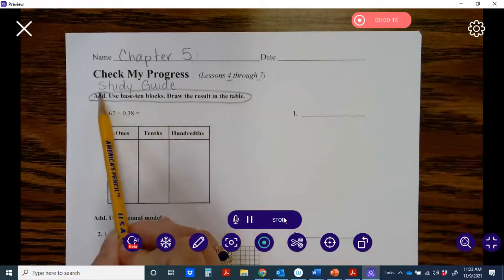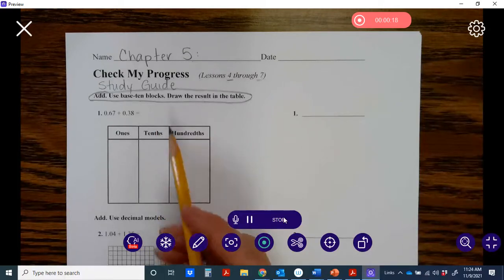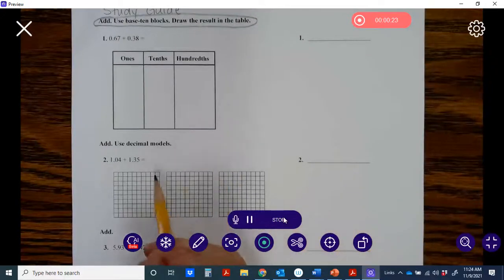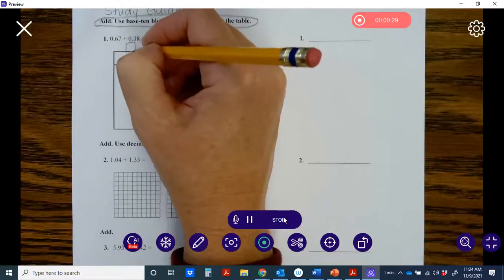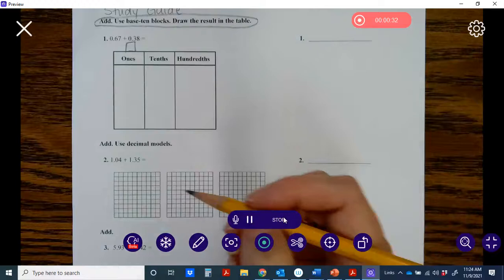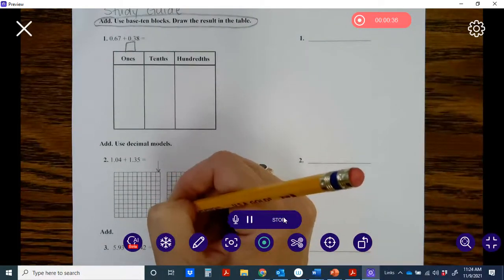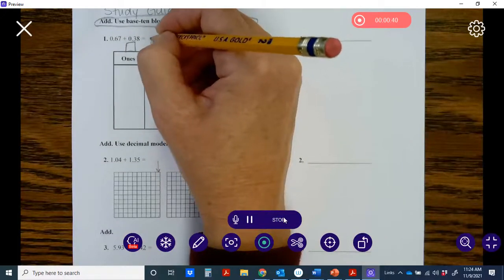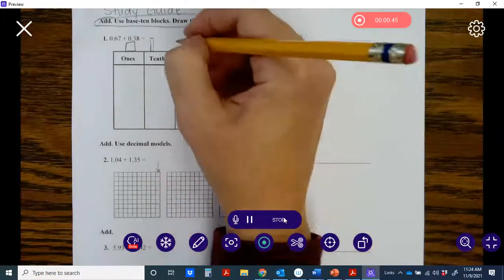We want to use base 10 blocks, draw the results in the table. Now for the ones, we would use a flat, which would be this entire box or block. We call that a flat. So we're going to use a big square. A tenth would be a column of 10 little squares. So you can use a picture like that. And then a hundredth is just one little tiny square.